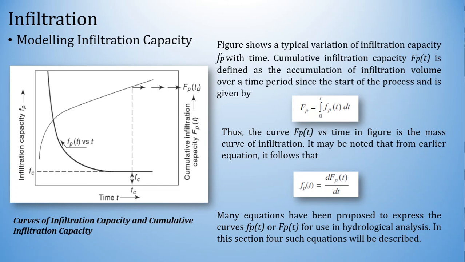It may be noted that from the earlier equation it follows that f_p(t) is equal to d by dt of capital F_p(t). It is the derivative. Many equations have been proposed to express the curves f_p(t) or capital F_p(t) for use in hydrological analysis. In this section, 4 such equations will be described. So let us see the 4 equations.